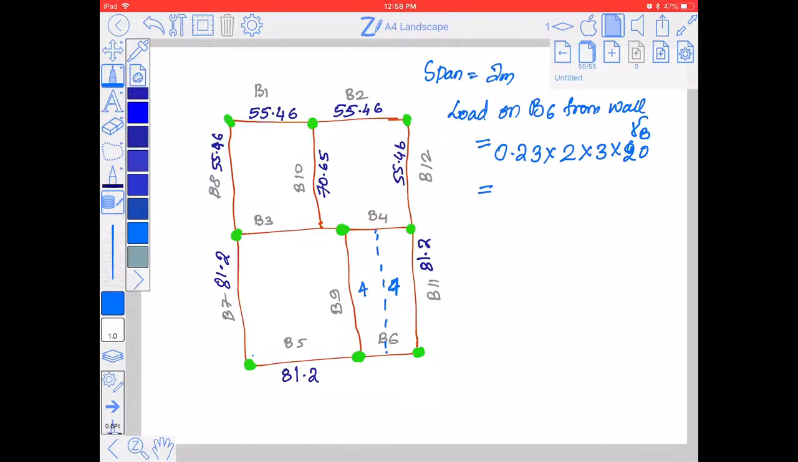How much is it? 0.23 into 2 into 3 into 20. That is 27.6 kilonewton. Is it clear? Okay, so I'll be writing a load of 27.6 kilonewton on B6.